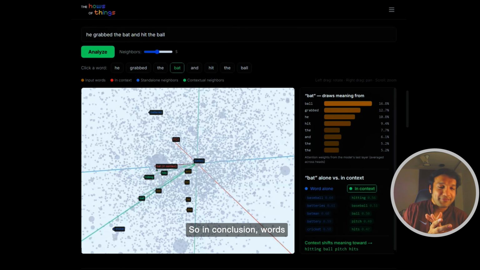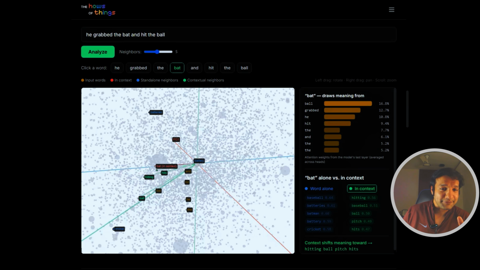So, in conclusion, words become numbers. Those numbers form position in space. Similar words cluster together. And when words appear in a sentence, the model uses attention to shift each word's position based on what's around it. No dictionary, no grammar, no rules, no human-written definitions. Just billions of sentences turned into math.